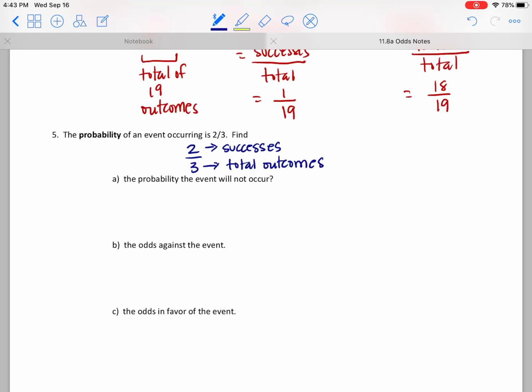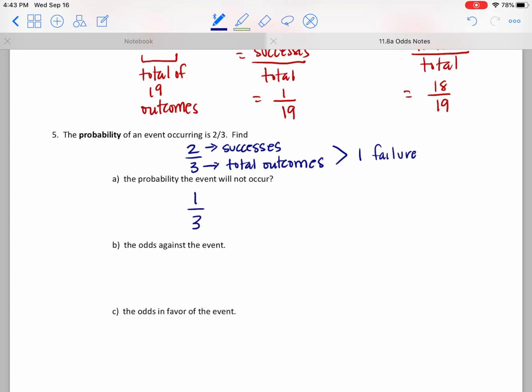Okay, so what else does this tell us? Well, if there's 3 total outcomes and 2 of them are successes, then from this we also know that there is 1 failure, right? There's 3 total things. If 2 of them are successes, the last 1 thing has to be a failure. Does that make sense? I hope. Okay, so what is the probability that the event will not occur? So if 2 out of 3 times it does occur, then 1 out of 3 times it does not.